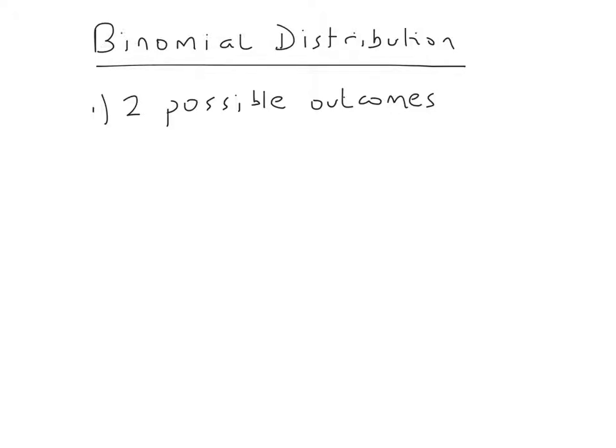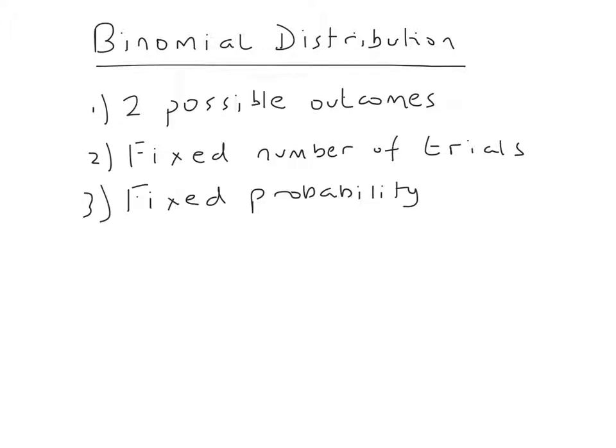So for a binomial distribution to be appropriate, we need 2 possible outcomes. We also need a fixed number of trials. A trial is 1 event. So in this case we had 10 throws of the dice, so the fixed number is 10. We also need a fixed probability. An unchanging probability has got to be the same every time. So the fixed probability, the probability of getting a 6 is 1/6, and that is unchanging.